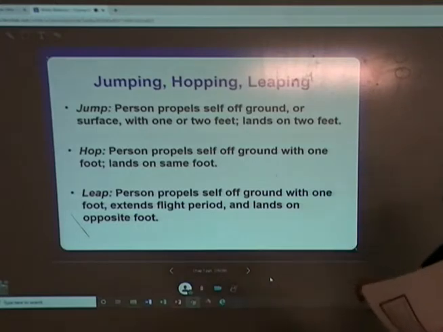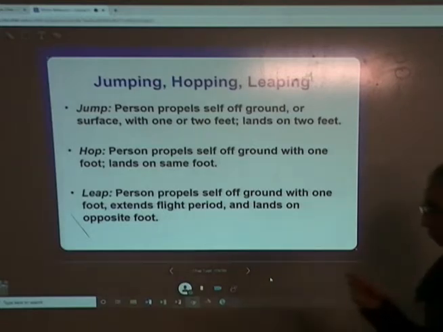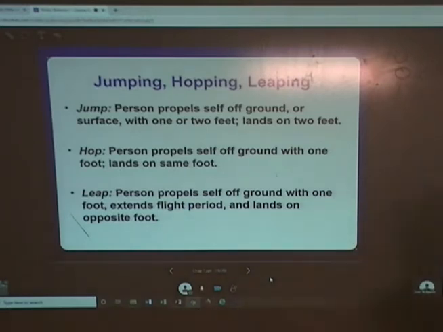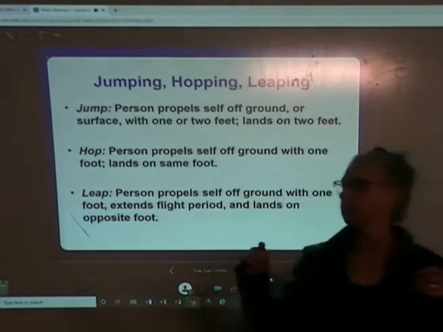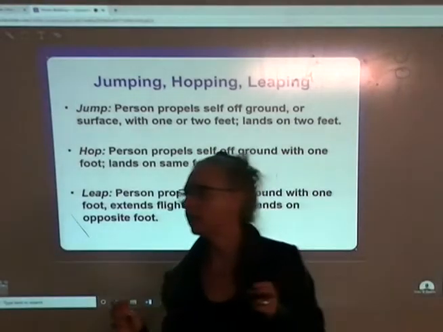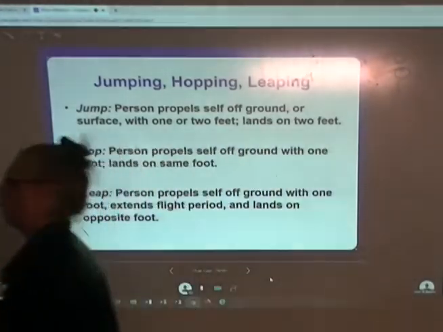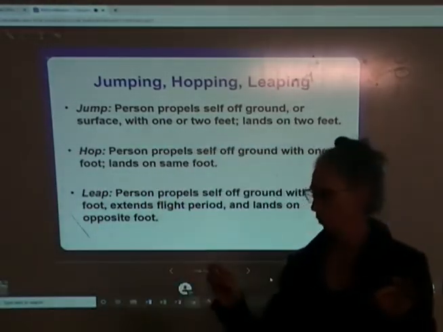And leaping is taking off 1 foot and landing on the other foot, right? You might not think about defining it that way, but we see leaping a lot in sports skills, because I can leap forwards, I can leap backwards, I can leap sideways. Anything where I'm taking off 1 foot and I land on the other foot, take off 1 foot, land on the other foot, is a leap.